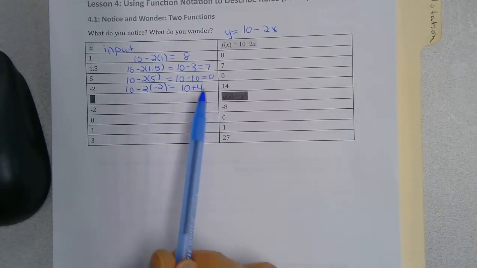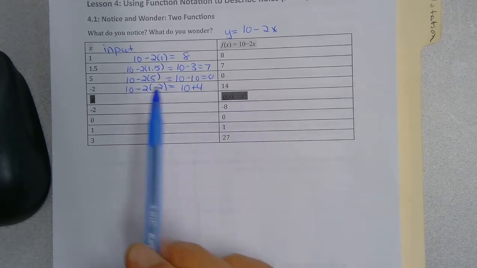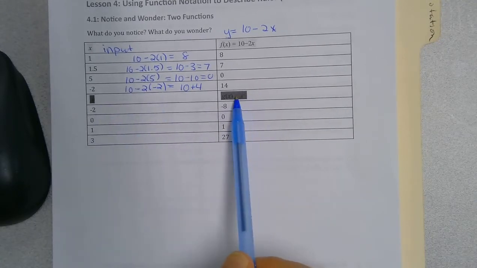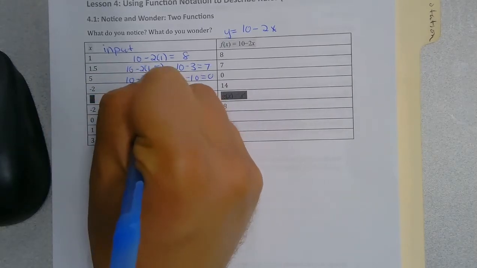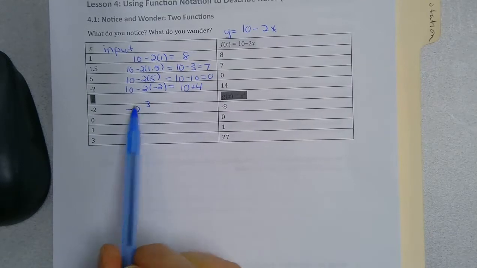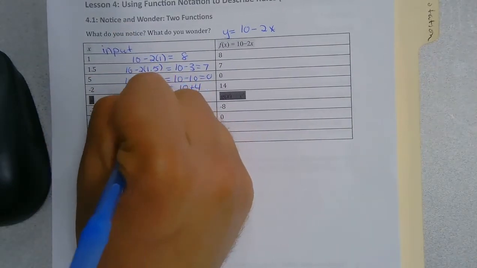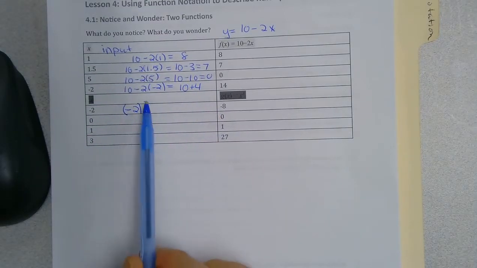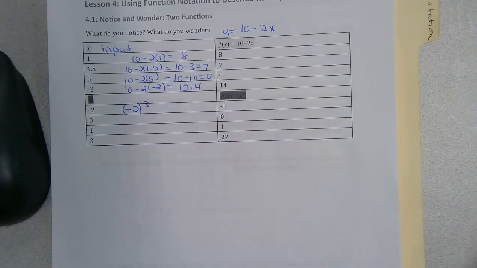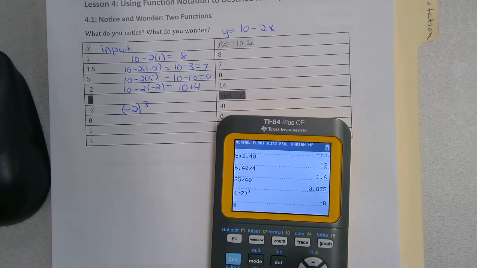So on here, we have a new function. So what if I do x to the third power? So what if I input negative 2 to the third power? Now, if I do negative 2 to the third power, that means negative 2 times negative 2 times negative 2. To evaluate that in a calculator, you have to use parentheses. So remember, when you do negatives in a calculator with powers, put parentheses around it. So here, I just do negative 2 to the third power, and I get negative 8.